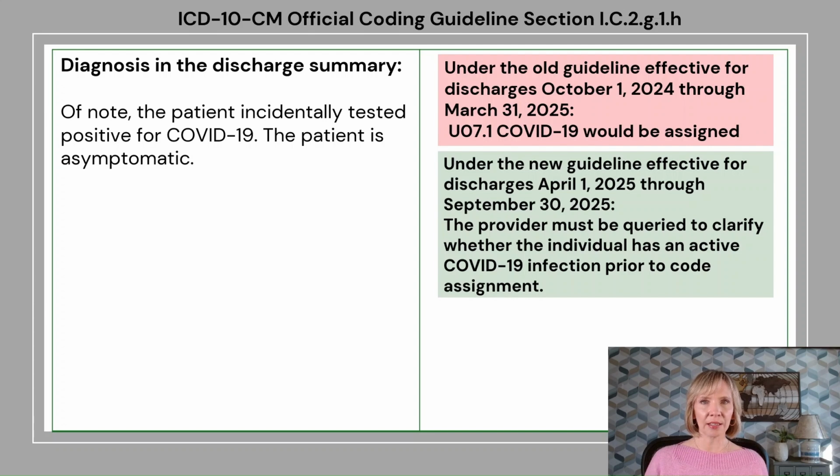The diagnosis in the discharge summary states, of note, patient was found to incidentally test positive for COVID-19. The patient is asymptomatic. Under the old guideline, effective through March 31st, 2025 discharges, U07.1 for COVID-19 would be assigned. However, under the new guideline, effective for discharges April 1st, 2025, the provider would need to be queried to clarify whether the individual has an active COVID infection prior to code assignment.